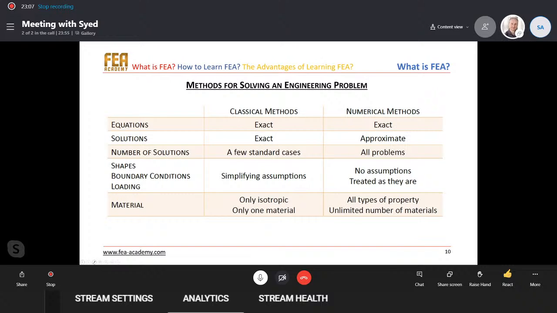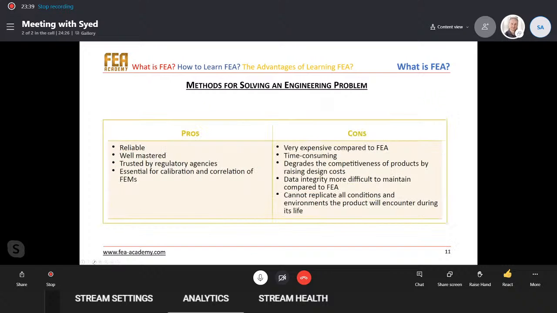For the shapes, the boundary conditions, and the loading, we have to do simplifying assumptions when we use the classical methods. When we use the numerical methods, there is no assumptions to do on the shapes, on the boundary conditions, and on loading. They are treated as they are. And finally, for the material, only isotropic and only one material can be used for the classical methods, while for the numerical methods, all types of property and unlimited number of materials can be used.